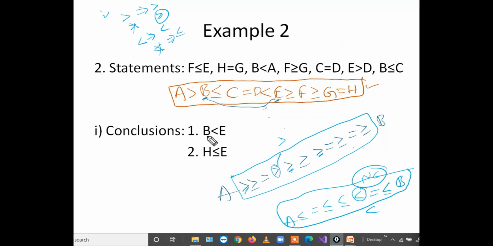Yeah. Now between B and E, B is here, E is here. Between them, there is no opposite polarity. Same polarity with at least one less than. Result must be less than. Given less than follows. Next, between H and E, E is here, H is here. Between E and H, is there any opposite polarity? No. Same polarity with at least one greater than. Result must be greater than, but there is no greater than. That's why greater than or equal to. So E is greater than or equal to H. Nothing but H is less than or equal to E. It also follows.